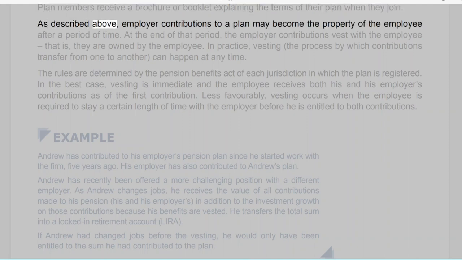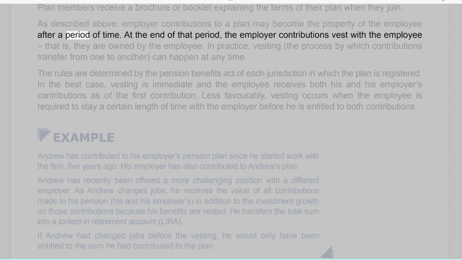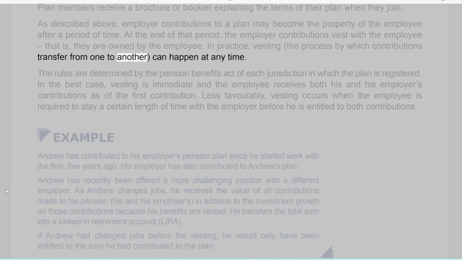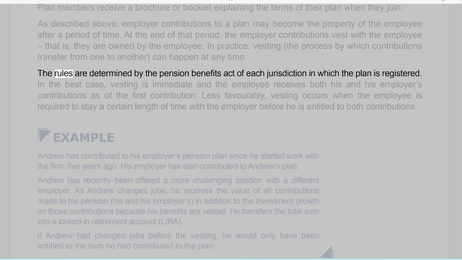As described above, employer contributions to a plan may become the property of the employee after a period of time. At the end of that period, the employer contributions vest with the employee, that is, they are owned by the employee. In practice, vesting, the process by which contributions transfer from one to another, can happen at any time. The rules are determined by the Pension Benefits Act of each jurisdiction in which the plan is registered.